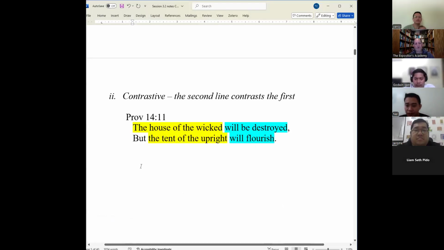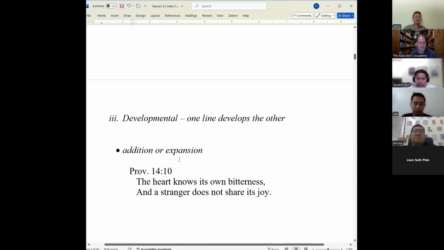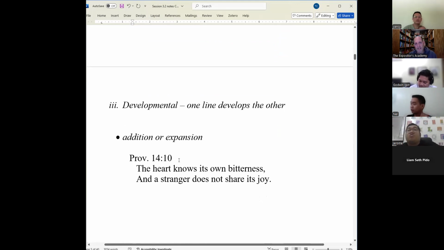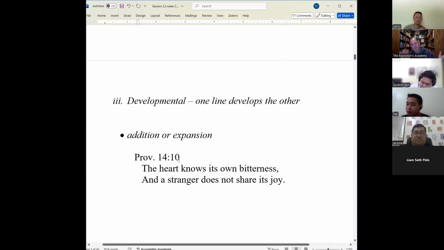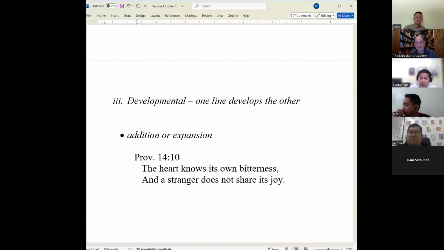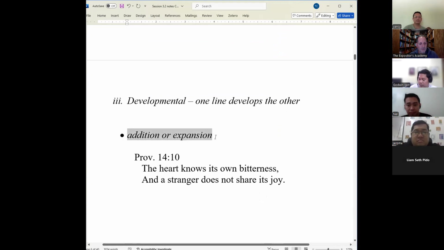And then the third category, and this is the most broad one, is what we call developmental. That is this idea, one line develops the other. They're strongly connected to each other, but they're not giving a synonymous or contrastive connection. Rather, the connection is this idea of development. One line develops the other. And we learned there were three ways that this is shown or seen in Hebrew poetry. The first is the development can be an addition or expansion. That is, it adds information.